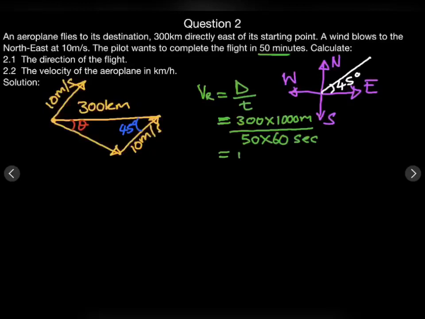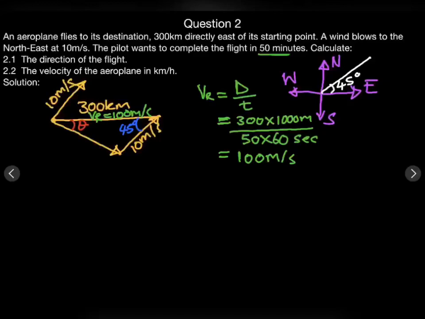All right, so now the outcome of our resultant velocity is going to be 100 meters per second. So we have our VR here on our triangle, which is 100 meters per second. So far so good. We can see that now we have these two sides represented with velocity.